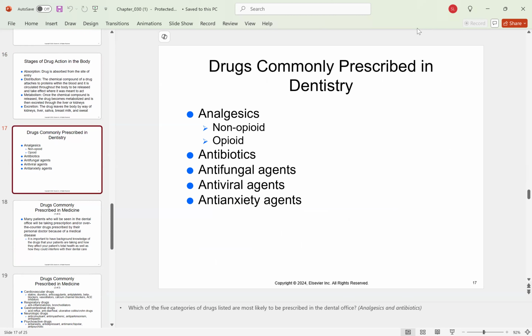Drugs that are commonly prescribed in dentistry include analgesics, non-opioid and opioid, antibiotics, antifungal agents, antiviral agents, and anti-anxiety agents.